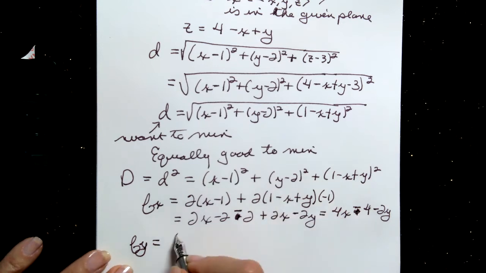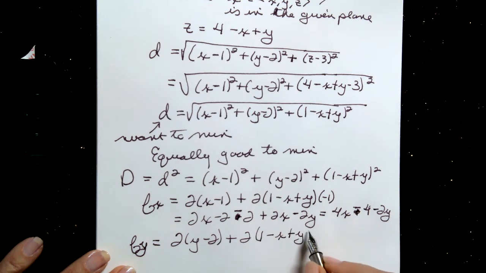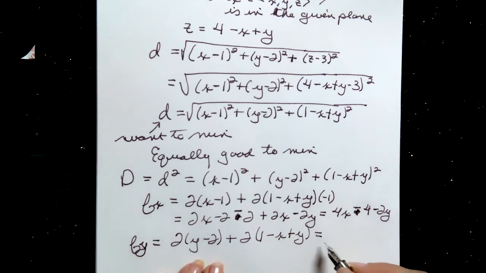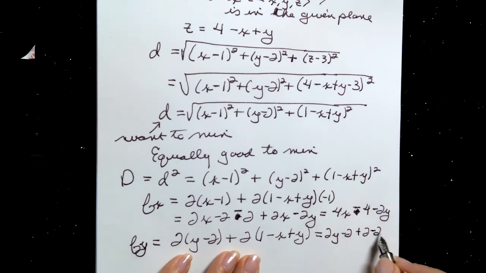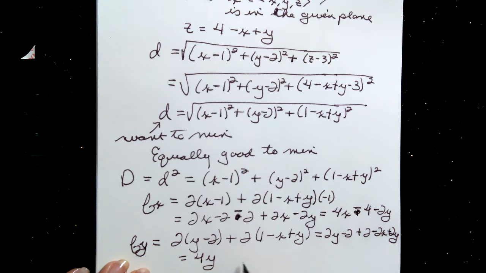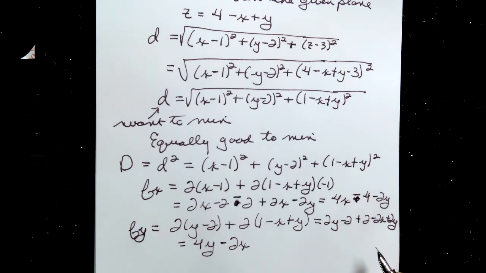So f sub y is 2 times y minus 2 to the first plus 2 times 1 minus x plus y to the first times 1, because the derivative of what's inside with respect to y is just 1. So that is 2y minus 2 plus 2 minus 2x plus 2y. So this one becomes 4y minus 2x. And then there's no constant because the constants cancel. Okay. All right.